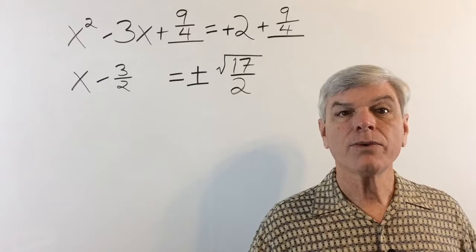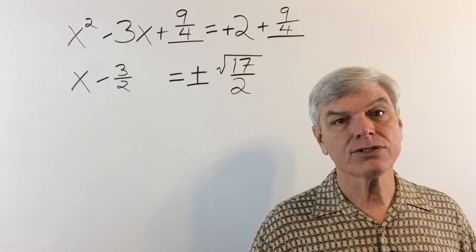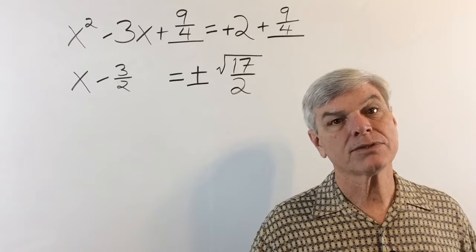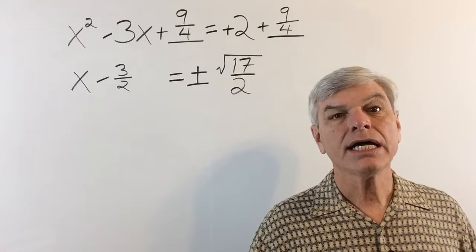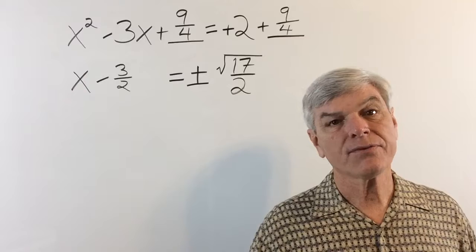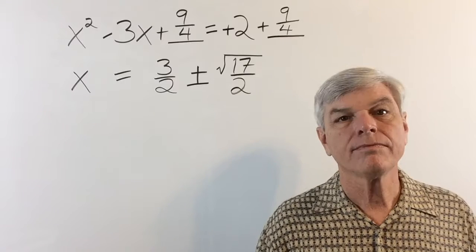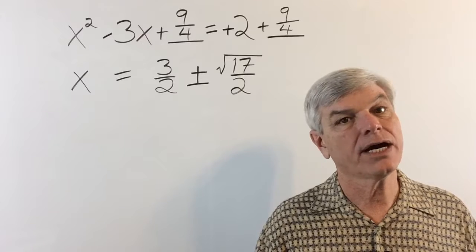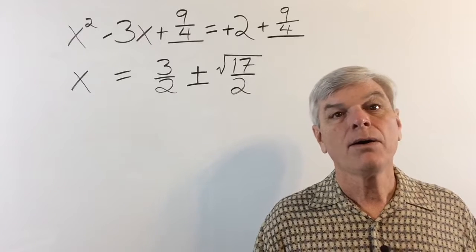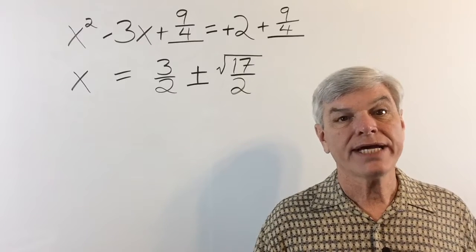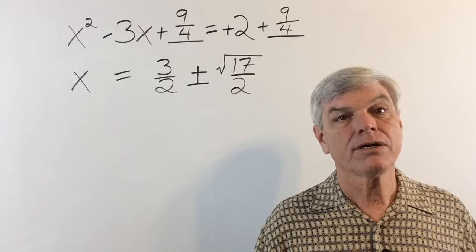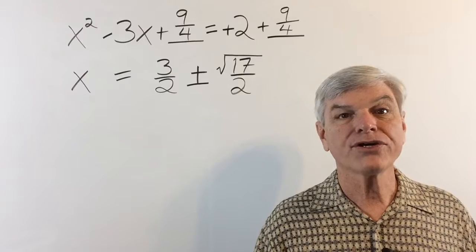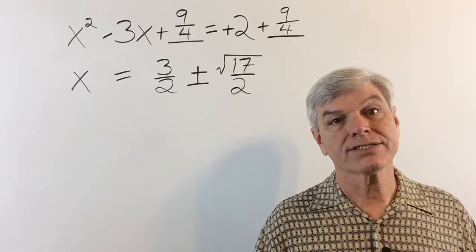Okay, so we have root 17/2, which is good. And it's actually plus or minus root 17/2. And let's bring that -3/2 over. And that will become +3/2. And there you go. X equals 3/2 plus or minus root 17/2. And that's our answer.